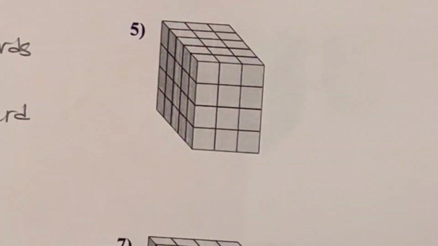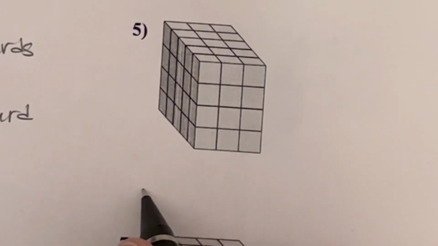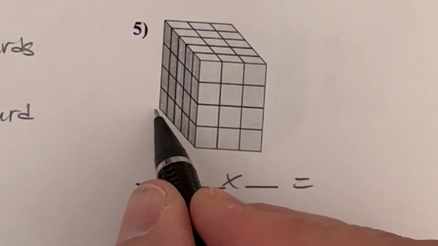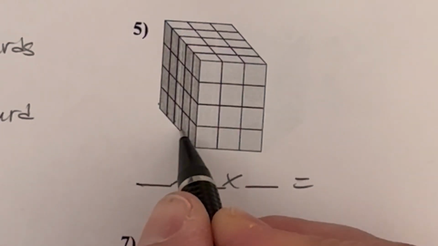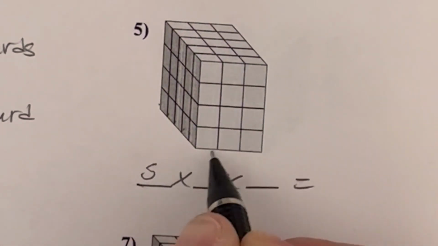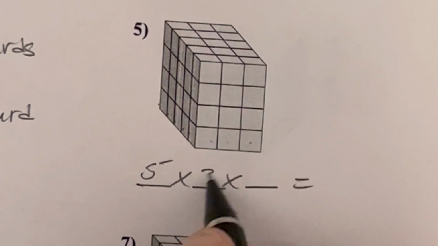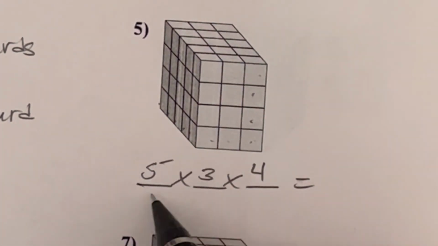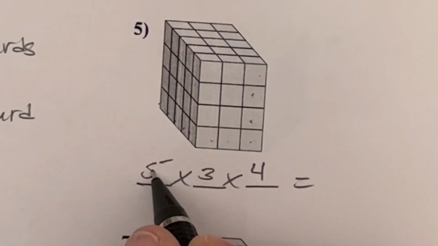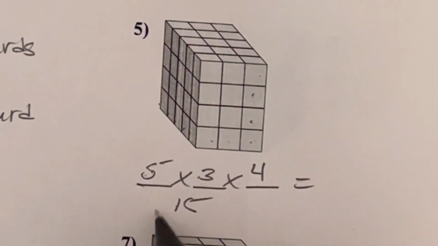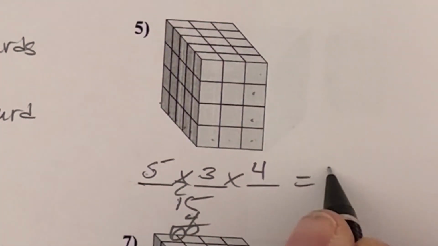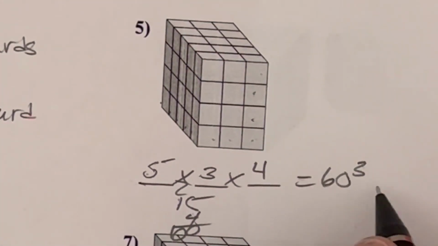Let's do another one. We'll set up our formula. 1, 2, 3, 4, 5. 1, 2, 3. 1, 2, 3, 4. Okay, so this is 3 times 5 is 15 times 4 is 60 cubic.